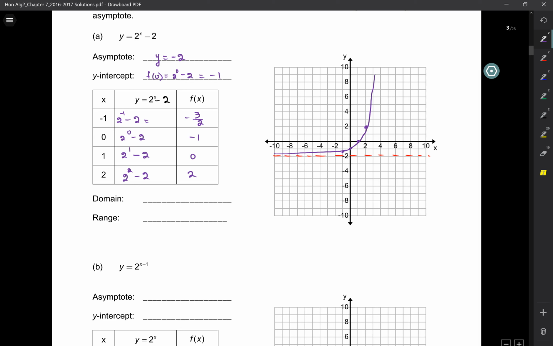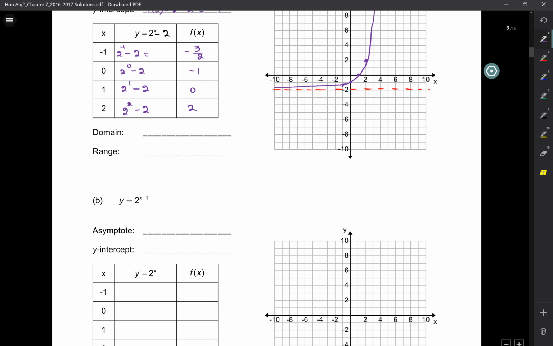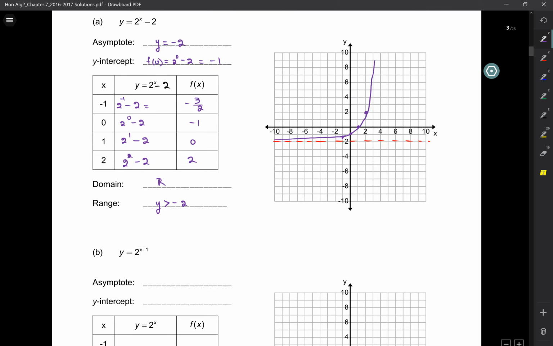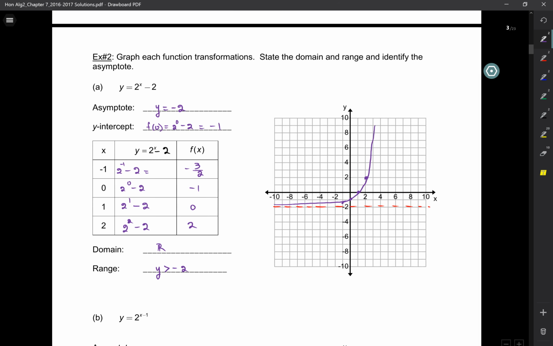There we go. Okay? What's the domain always? And the range? Y is greater than -2. And could I have figured out the range before even graphing, before even doing any of this? Just from that? Right? Okay.